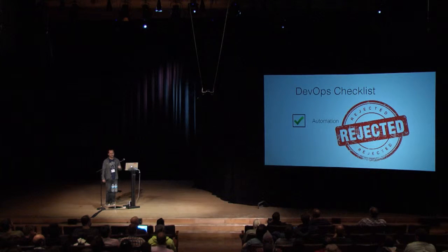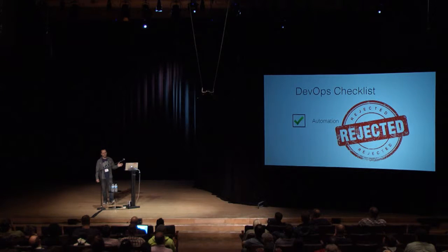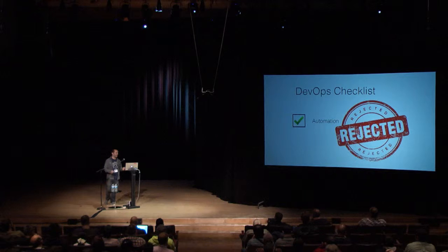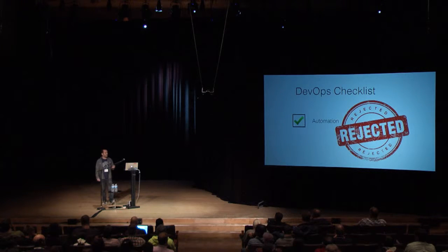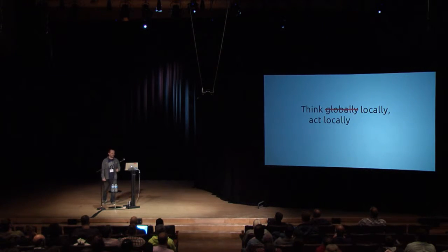Because your boss would say, oh, I heard about DevOps, we need that. But what he really means is you need automation. So make sure he doesn't have some false sense of understanding of what DevOps is. Make sure he knows the difference.